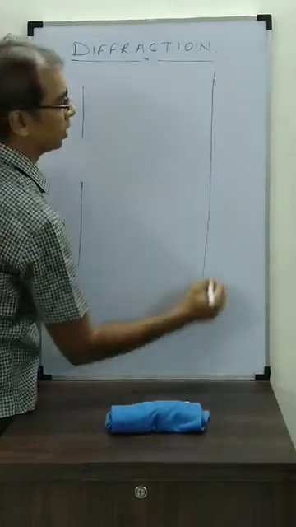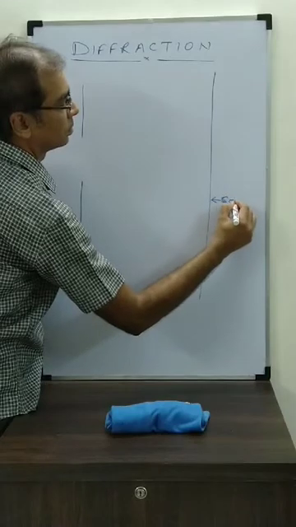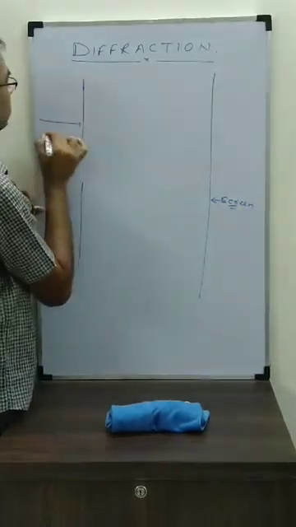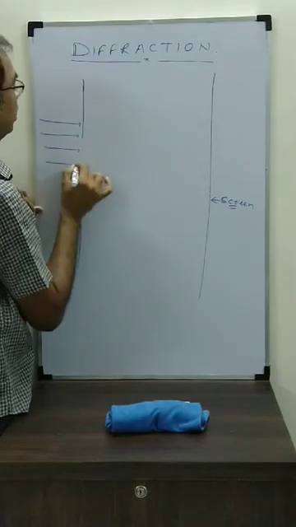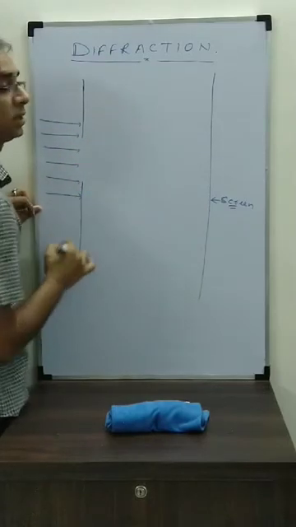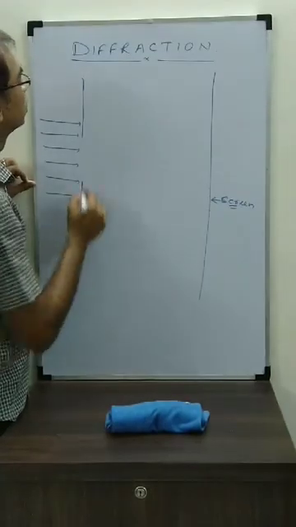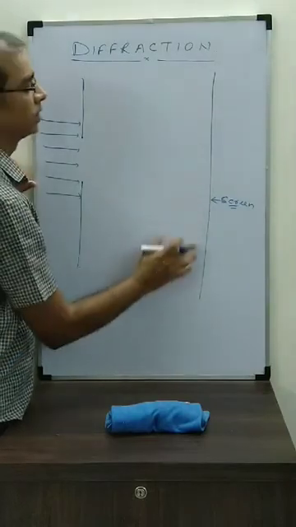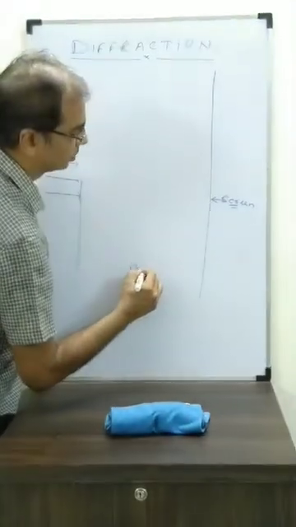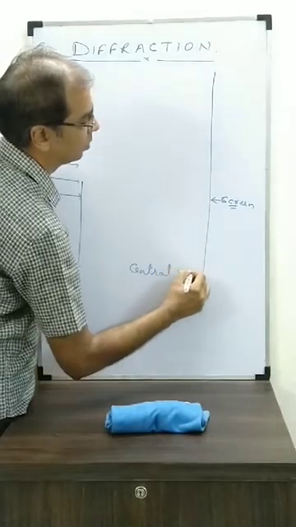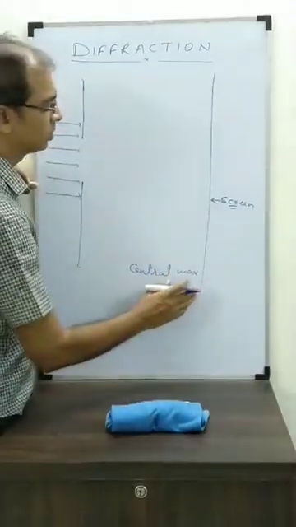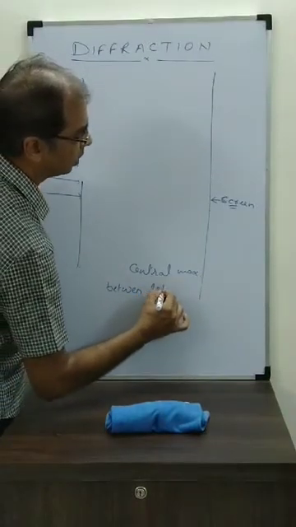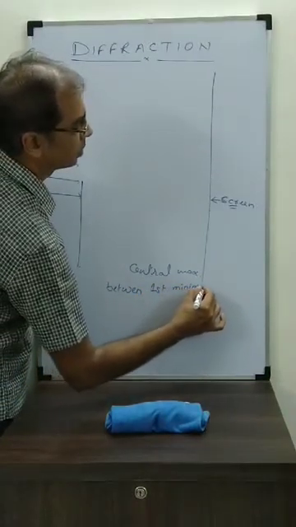Suppose this is a screen here, and I have taken this as the opening, and from here parallel rays are coming because the wavefront is a plane wavefront. Now, first of all, I am trying to find the central maximum. Now, what is the central maximum? The central maximum is the fringe between the first minima on either side.